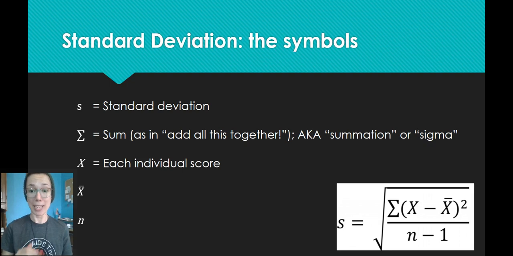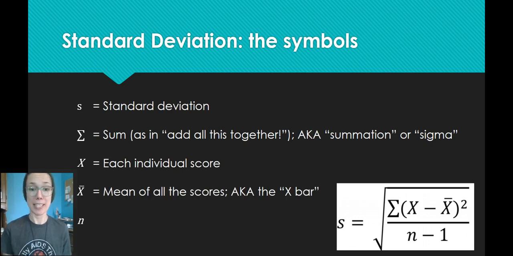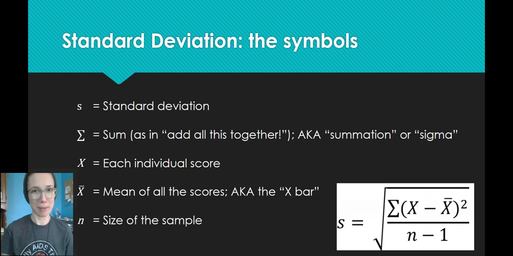The X, big X, represents each individual score in our data set. We'll walk that out a little bit. X bar, as you may recall, means the average, the mean of all the scores. We do have to calculate the mean in order to calculate standard deviation. That's the tricky thing about statistics. Very often we're calculating something so we can calculate something else. And n is the size of the sample. A little n is the size of the sample. The big N means something else that we'll get to eventually.